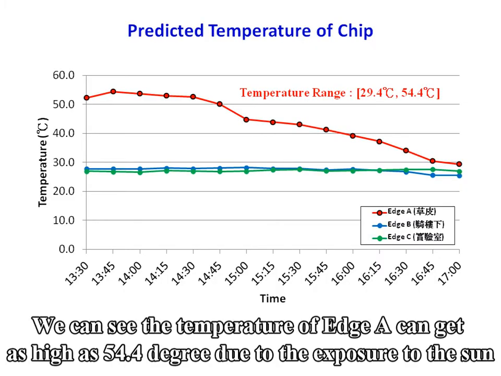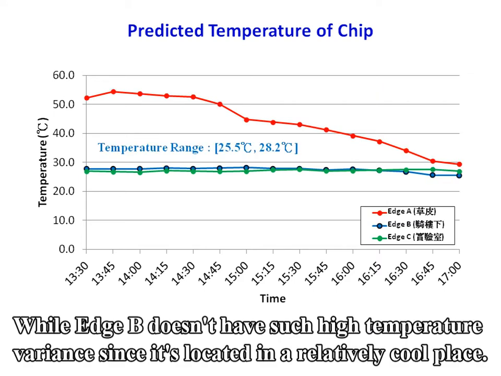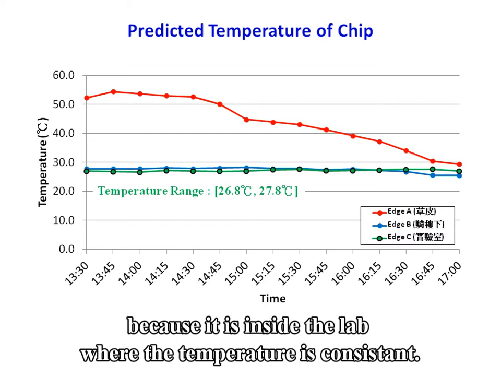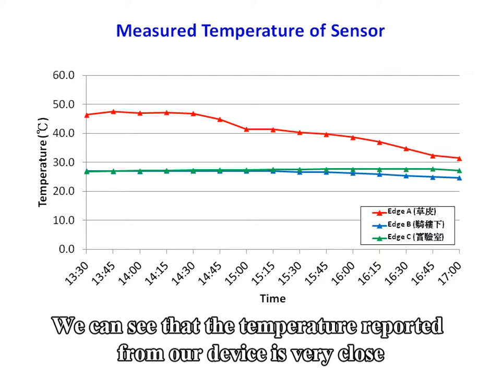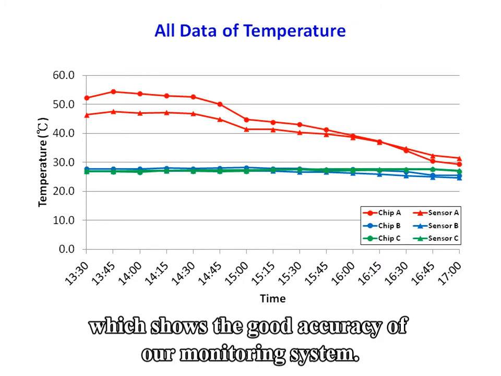We can see the temperature of edge A can get as high as 54.4 degrees due to the exposure to the sun. Then the temperature decreases as the sun goes down. While edge B doesn't have such high temperature variance since it's located in a relatively cool place. And edge C has the least temperature variation because it is inside the lab where the temperature is consistent. We can see that the temperature reported from our device is very close to the temperature sensed by the thermometer, which shows the good accuracy of our monitoring system.